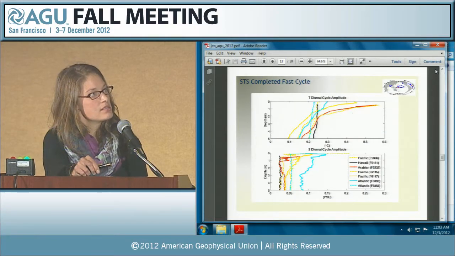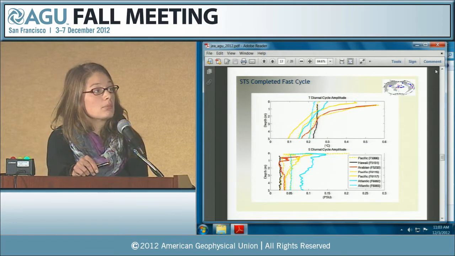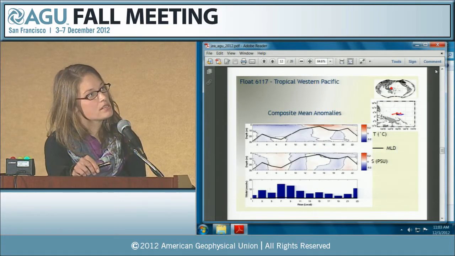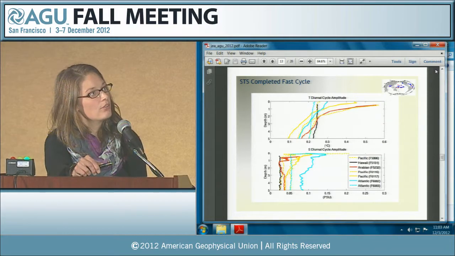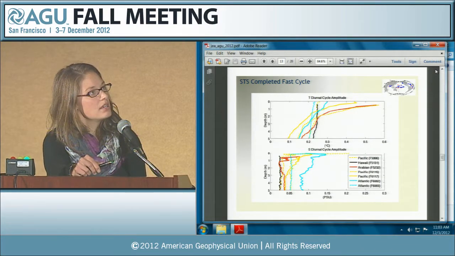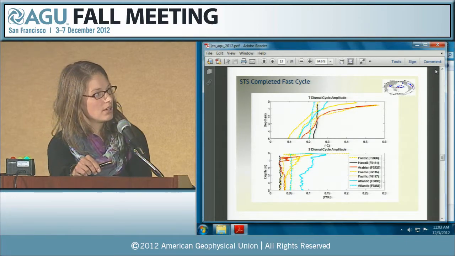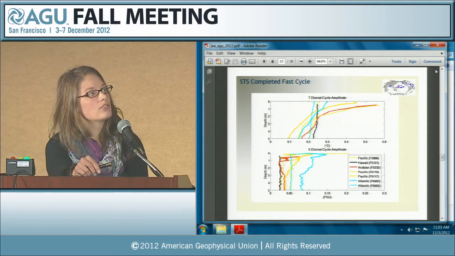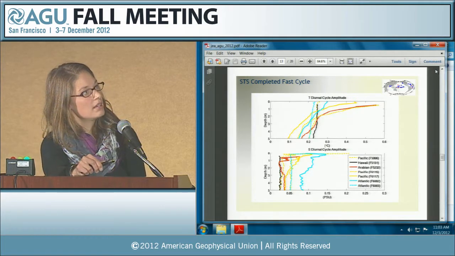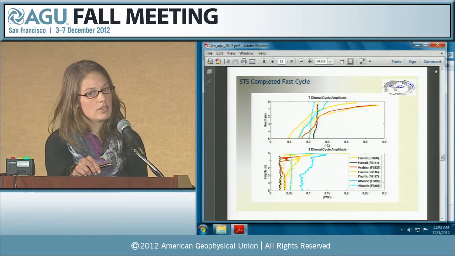So shown here is the amplitude of the temperature and salinity diurnal cycle. It's just the range of composite plots computed for the 7 floats which have completed a fast cycle. We see an amplitude of the diurnal cycle of up to 0.5 degrees C and 0.2 PSU, contained again to just the upper couple meters of the ocean.